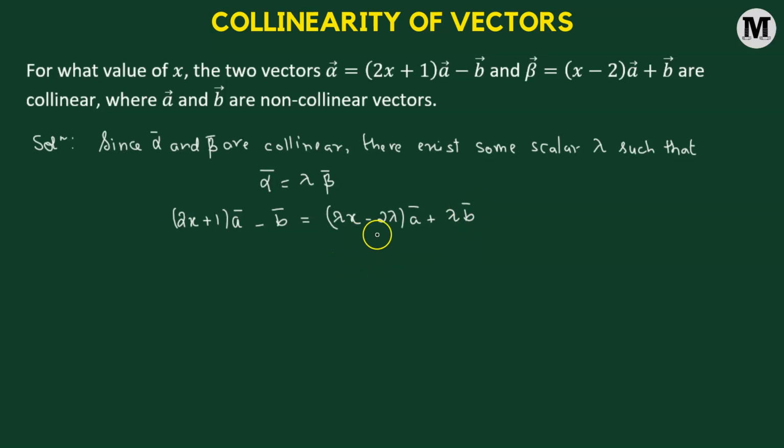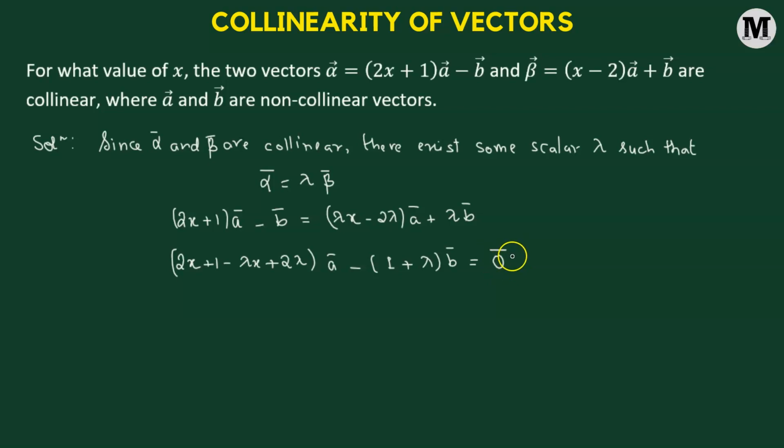Now we'll transpose the two terms on the right hand side to the left hand side and combine all the like terms. Now that's going to give us (2x plus 1 minus lambda times x plus 2 times lambda). That will be multiplied with the vector a. Then we have (negative 1 plus lambda) times b vector. That will be equal to 0 vector.